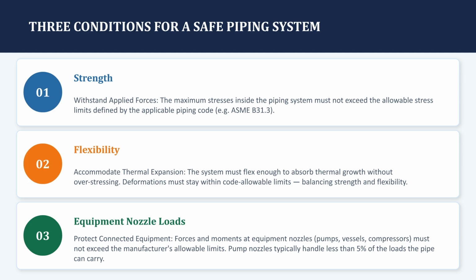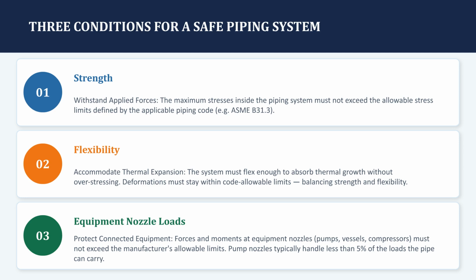Pipes usually connect to equipment, pumps, pressure vessels, compressors, through connection points called nozzles. These nozzles are delicate. In fact, as the slide points out, pump nozzles typically can only handle less than 5% of the load that the connecting pipe itself could handle. That's a huge difference in strength. So even if the pipe itself is perfectly safe, if it pushes or pulls too hard on the equipment nozzle it's connected to, it can damage the pump, vessel, or compressor, leading to leaks, misalignment, or even equipment failure.